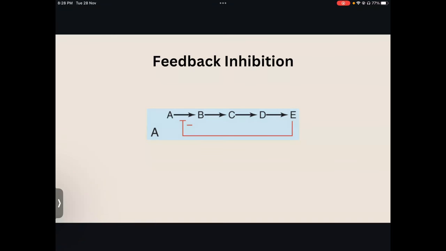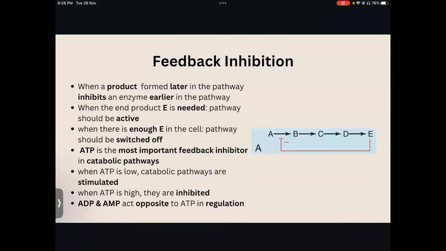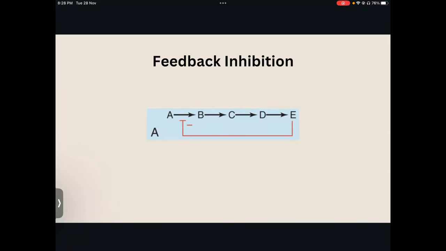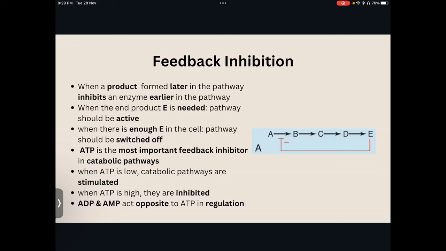Now, feedback inhibition. What feedback inhibition is: you have this series of reactions going from A to B to C to D to E, and each of these is catalyzed by an enzyme, right? So feedback inhibition is when one of the products later on feeds back into the beginning of the reaction and inhibits the enzyme there. It's simply a product inhibiting an enzyme earlier on in the reaction, and this is feedback inhibition. Okay. Now, obviously, when the product is needed, then there will not be inhibition. But when you have too much of the product, it will inhibit the pathway, and that pathway will produce less of the product E.